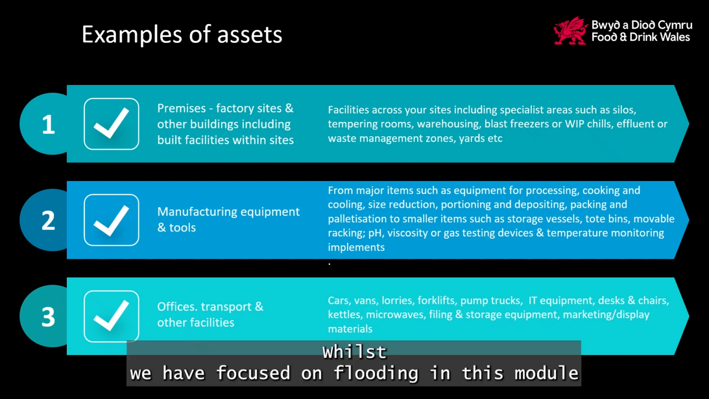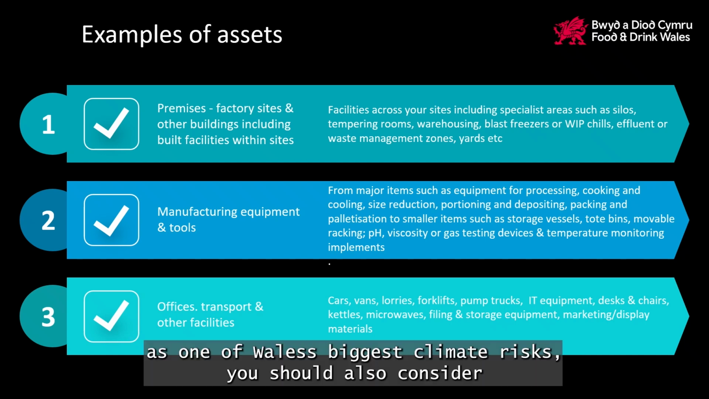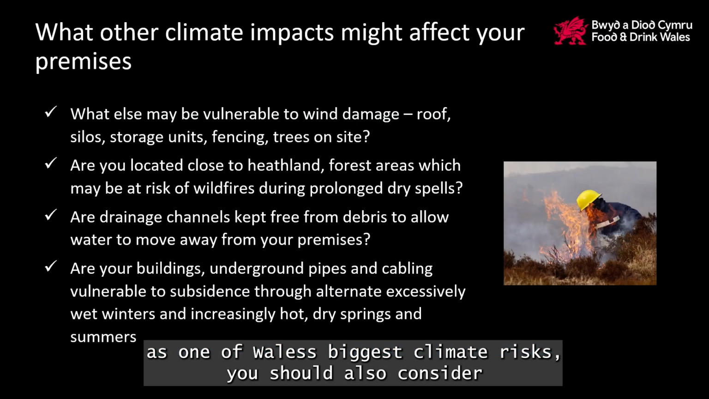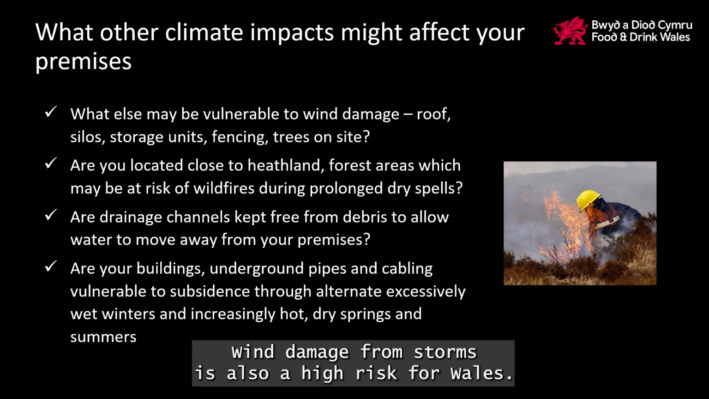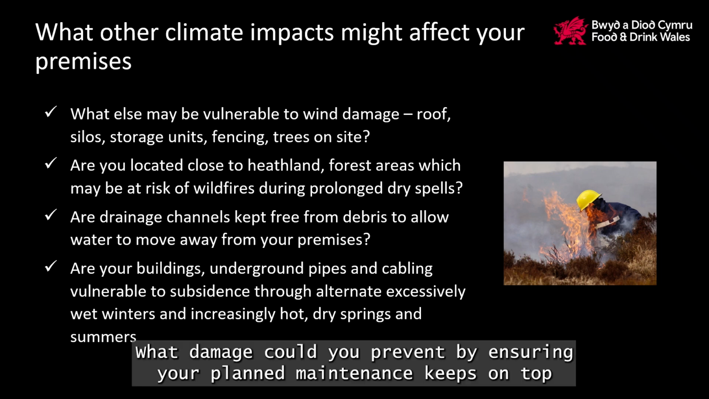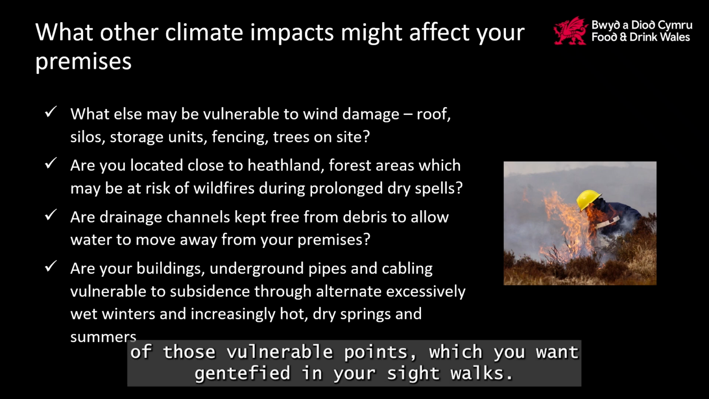Whilst we have focused on flooding in this module as one of Wales's biggest climate risks, you should also consider how other climate changes could impact your premises and access routes. Wind damage from storms is also a high risk for Wales. What damage could you prevent by ensuring your planned maintenance keeps on top of those vulnerable points which you identified in your site walks?